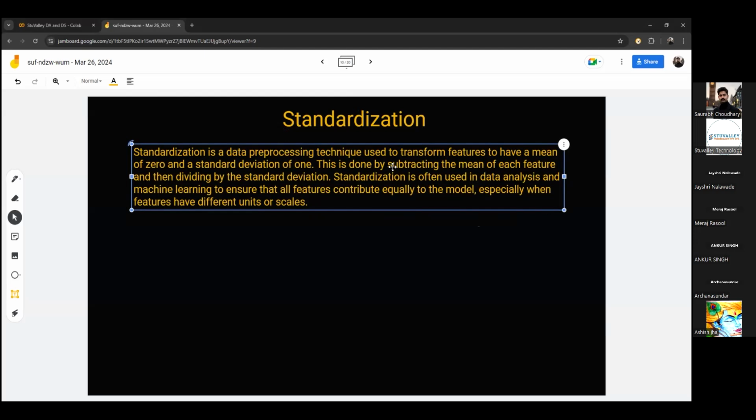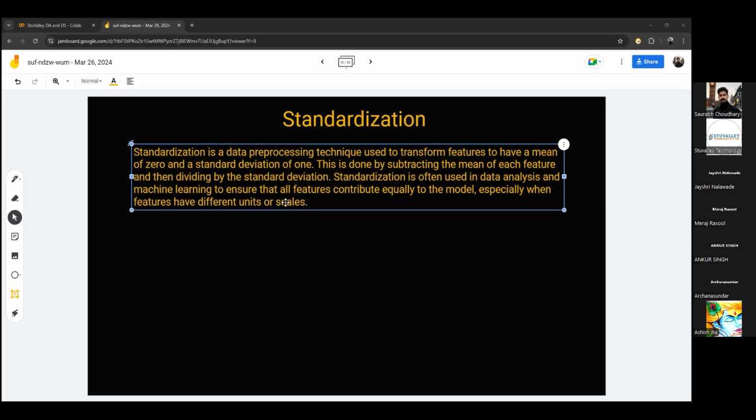Standardization is a data processing technique used to transform features to have a mean of zero and a standard deviation of 1. All of you can hear me, right? Okay. This is done by subtracting the mean of each feature and then dividing by the standard deviation. Standardizing is often used in data analysis and machine learning to ensure that all features contribute equally to the model, especially when features have different units or scales.